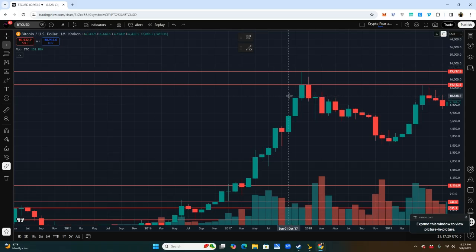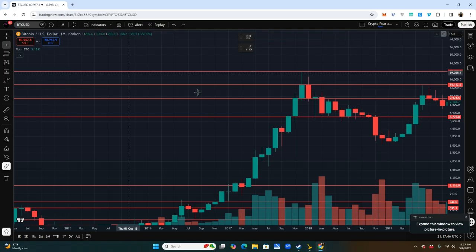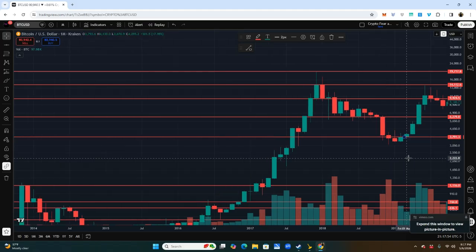You would have another one right here, and another one right here, because you got a touch here, touch here, and a whole bunch of touches right there. So it's a very strong level of support. And then you would have one about right here, with a bunch of touches there.